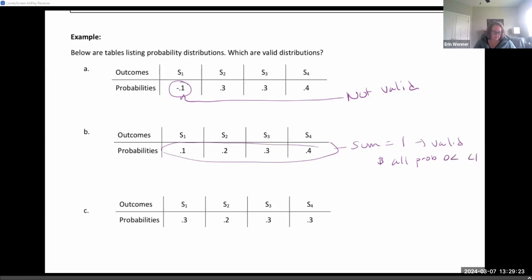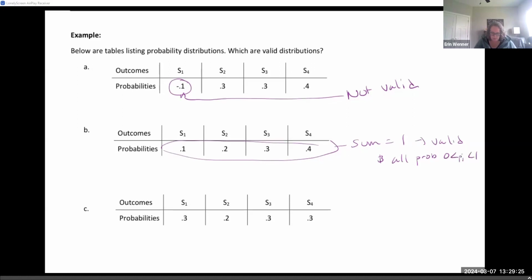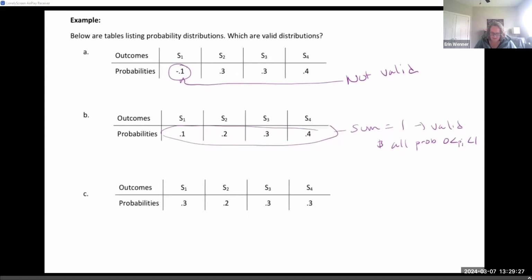Last one, all those probabilities are between 0 and 1, but if I add them up, 0.3 plus 0.2 is 0.5, plus 0.3 is 0.8, and 0.8 plus 0.3 is 1.1. Therefore, we get a sum equal to 1.1, which means it's not valid.